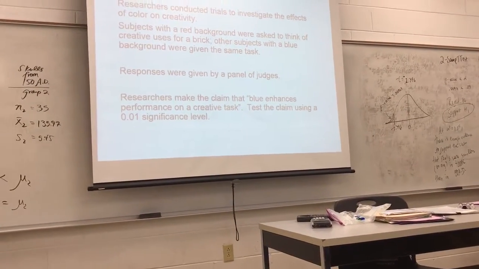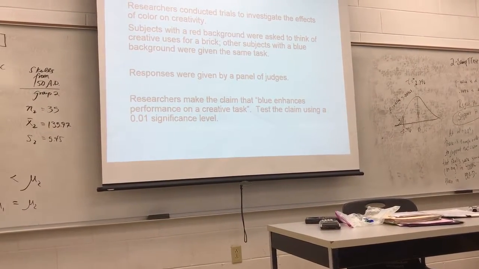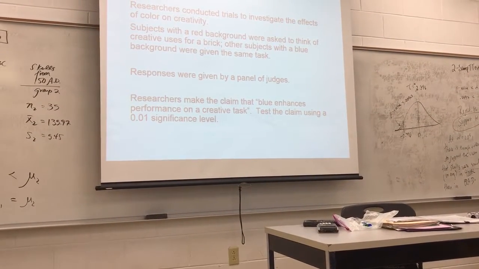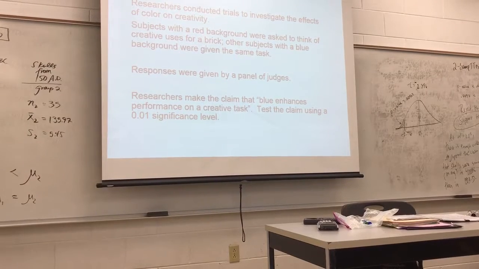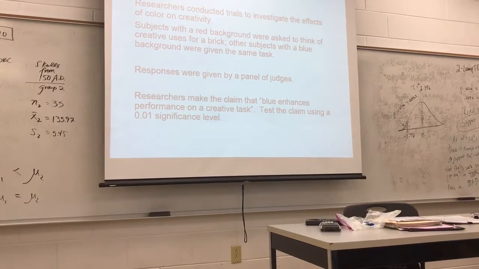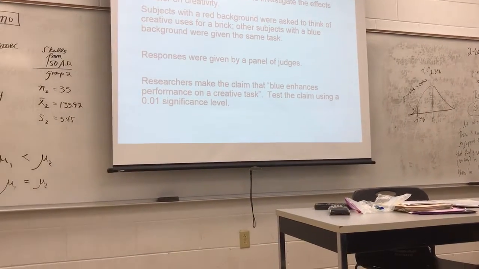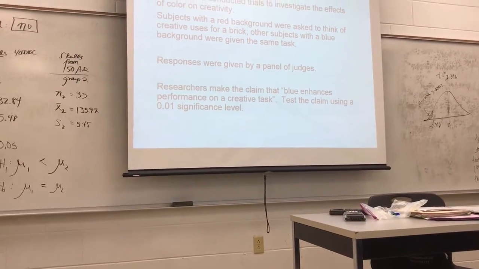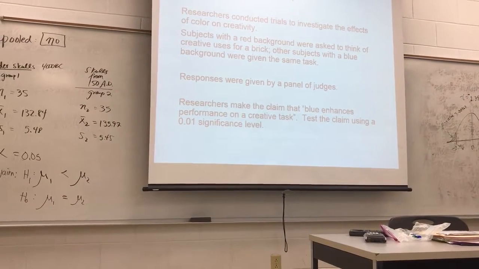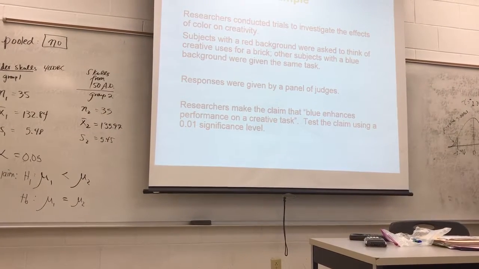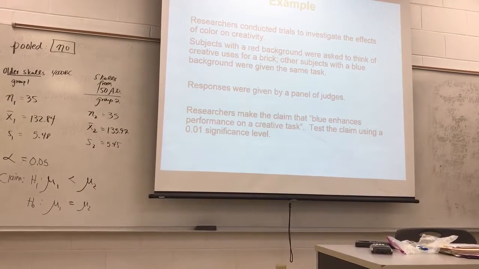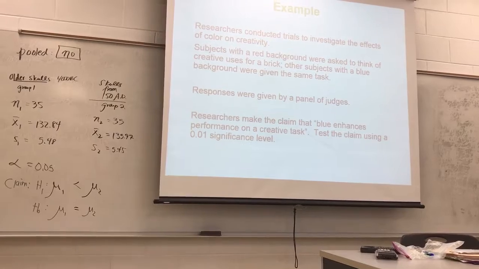While other subjects with a blue background were given the same task. Both groups were allowed 1 minute to think of a creative use for a brick. Responses were scored by a panel of judges, so somehow they're measured by these judges as to how creative their idea was. Results from scores on creativity were as follows. All right, so we have these two groups, red and blue.